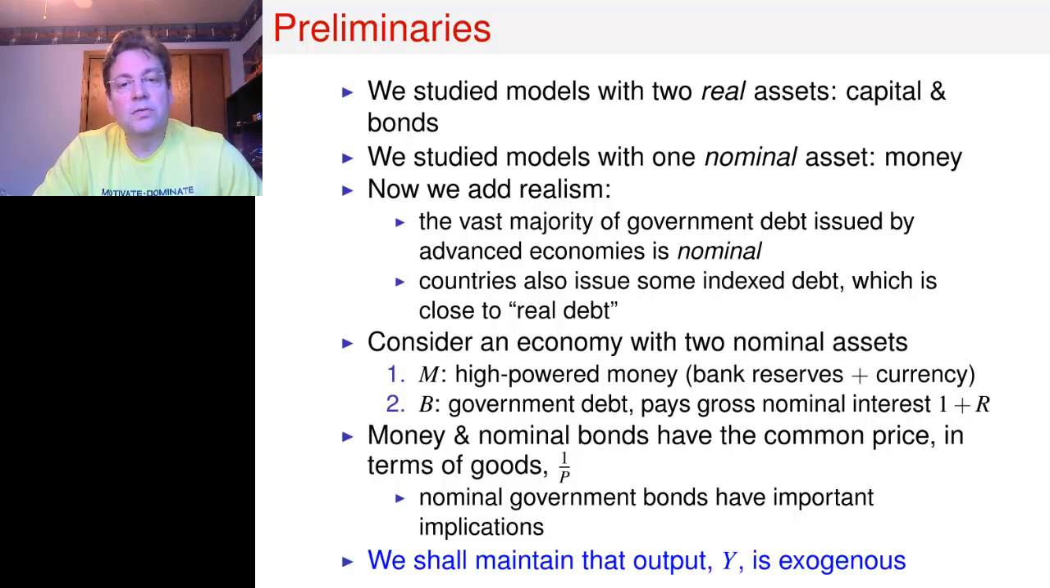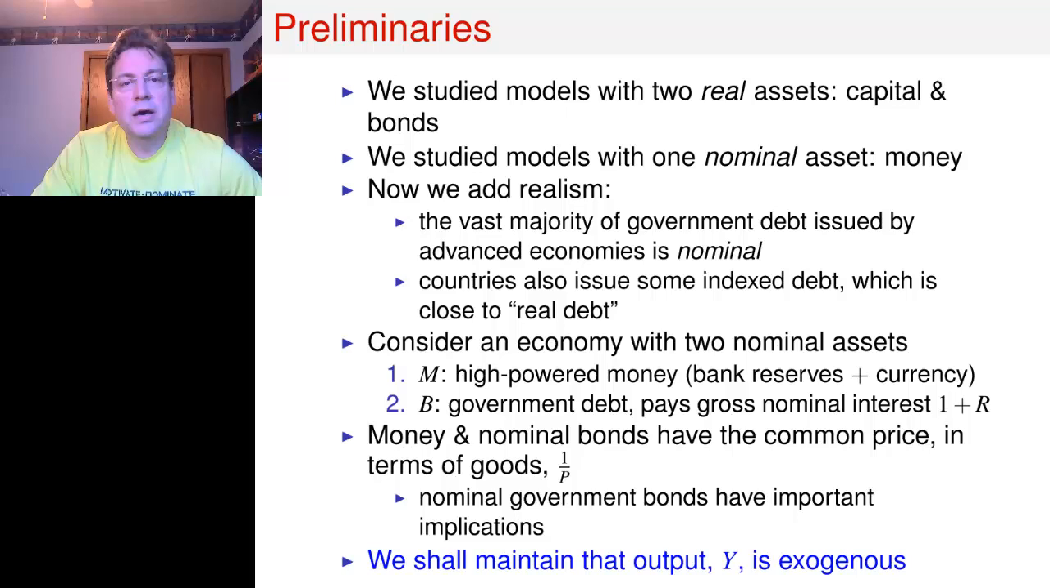So we've studied models that have two real assets. We had capital and bonds. We just got done looking at a model with one nominal asset, money. And now what we're going to do is add some realism. We're going to acknowledge that the vast majority of government debt that advanced economies issue is nominal. They do index some debt, or they issue some indexed debt, which is like real debt. But that in most countries is a fairly small fraction of the total debt that the government issues.